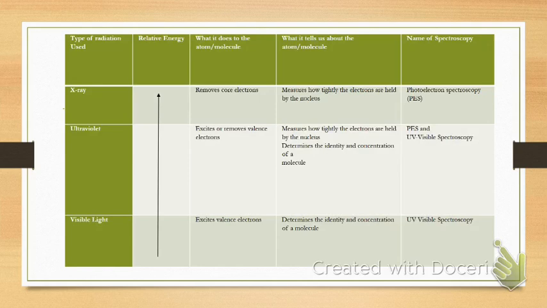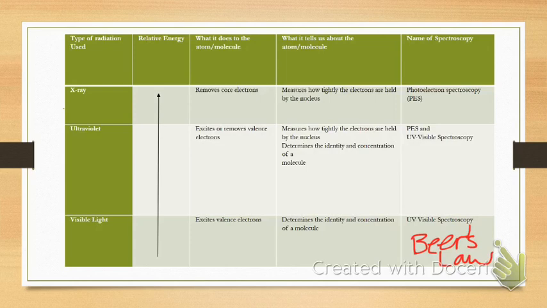We're going to start at the bottom and go up. It determines the identity and concentration. That's where the UV vis and Beer's law come in. So you might want to throw in Beer's law right here. The next level up is ultraviolet, and it excites or removes the valence electrons.